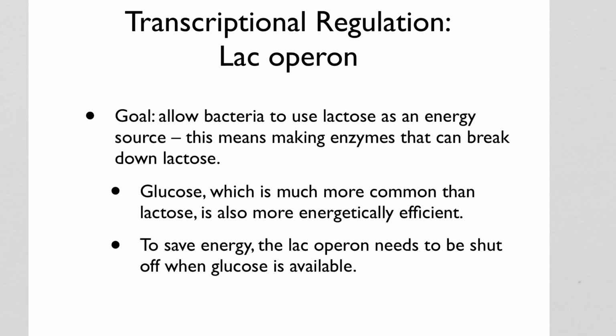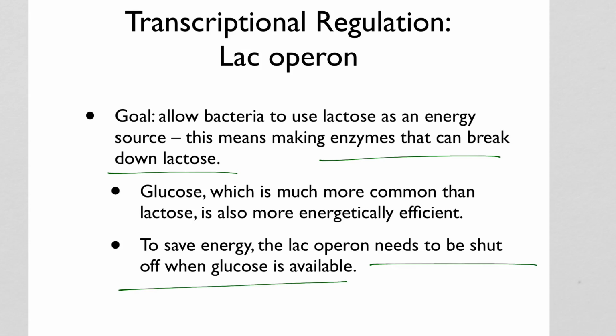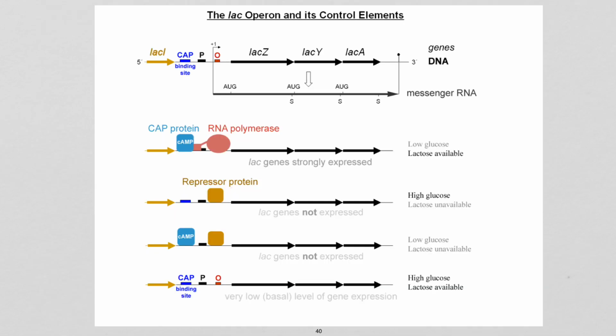these bacteria, they have the ability to use lactose, but you don't want to actually make the enzymes that break down lactose unless you have to, because otherwise that'd just be very wasteful. You'd be wasting time and energy. And so when you're not using lactose, the operon needs to be shut off. Okay? And I think this figure summarizes it fairly well.